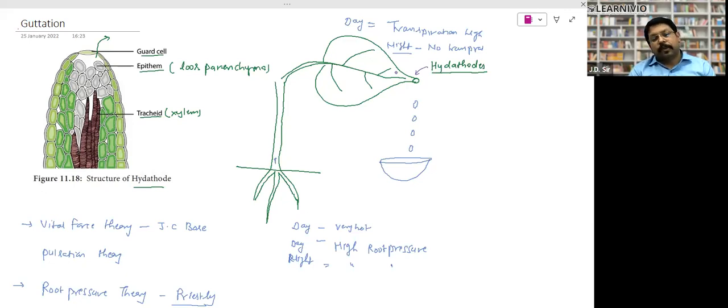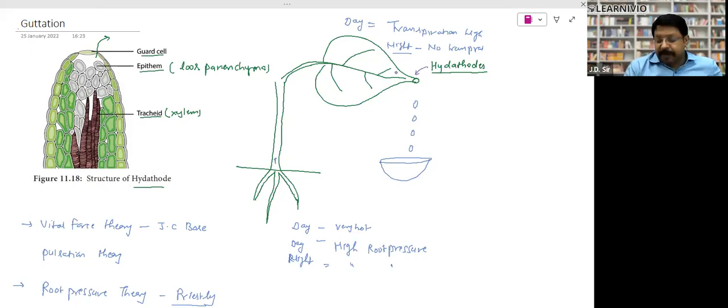Guttation is the process in which water comes out of the plant leaf in the form of droplets through the hydathodes. Full stop. Next point.